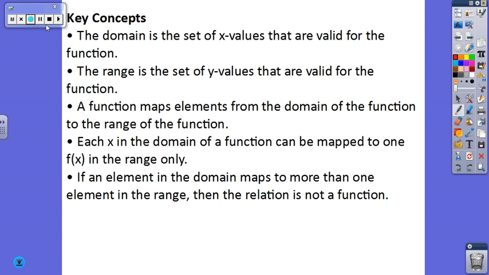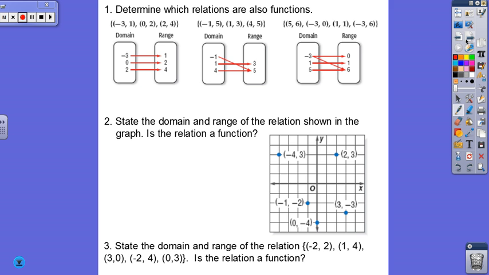Some key concepts to remember in this lesson are written here. Remember that a function maps elements from the domain to the range, and for every x that's in the domain, it can be mapped with only one y. If it's mapped with more than one y, then it is not a function.